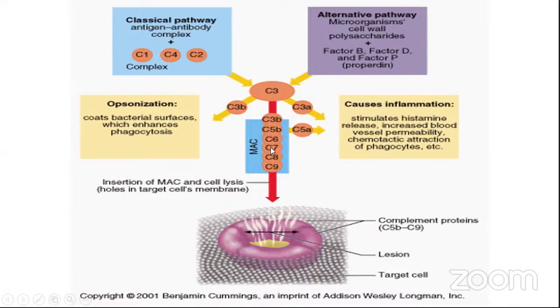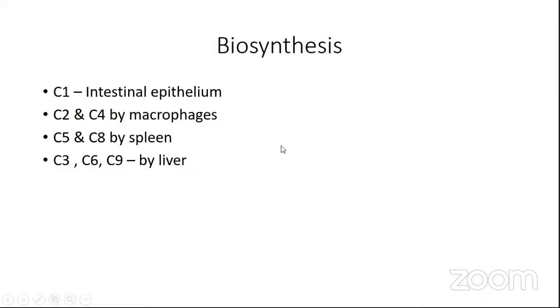And then the MAC complex, which is fusion of C6, 7, 8, and 9. So this will form numerous holes, the membrane attack complex, and it will attack target cells. It will release all the cytoplasm and contents within, and finally cause lysis of the cell. Okay, so that is the classical and the alternate complement pathway.